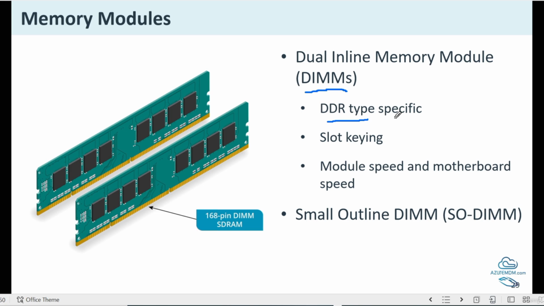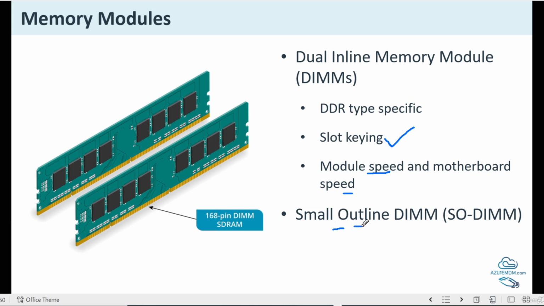Each generation, DDR3 or DDR4, has unique speed, voltage, and physical design. It is not interchangeable. Flat keying notches on RAM modules prevent wrong insertion into compatible motherboard slots. Module speed and motherboard speed: RAM speed, for example 3200 MHz, must match the motherboard support to avoid bottlenecks or underperformance.